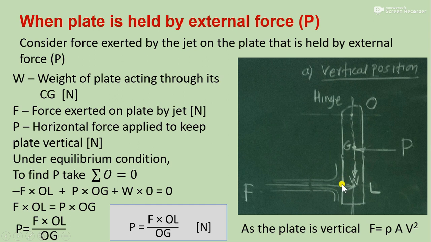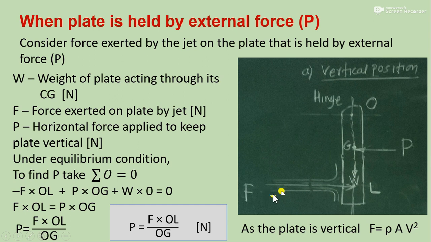Now if we want a formula for P, then we can use the equilibrium condition. Under equilibrium condition we can take moments of the forces about the point O. So let us take sigma M_O, the summation of all the moments about the point O, equal to 0. Here we will use the sign convention that all moments which are clockwise are taken as positive and all moments which are anti-clockwise are taken as negative.